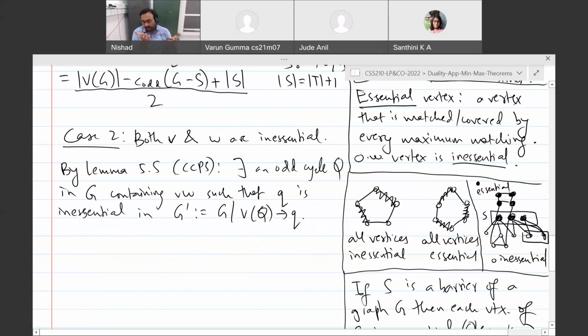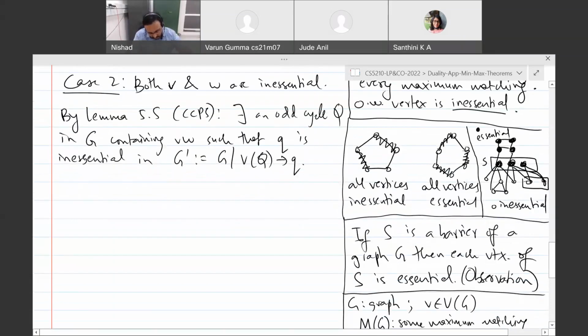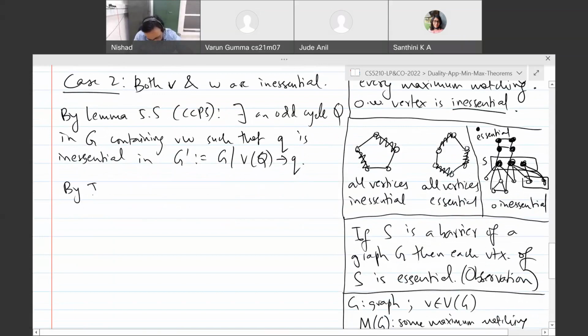That's how induction works. Every time you get a smaller graph, where smaller here means a smaller number of edges, you know that the statement you want to prove holds, right? So by the induction hypothesis, there exists a barrier, let's call it S, in G prime. Okay, what does that mean?